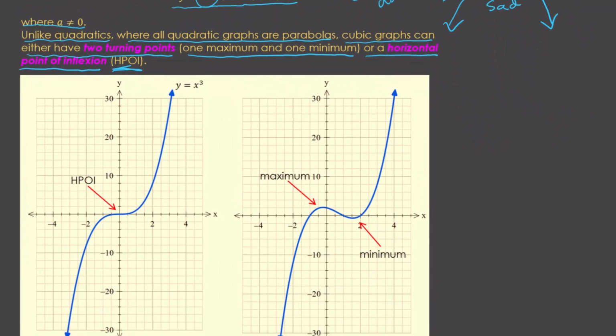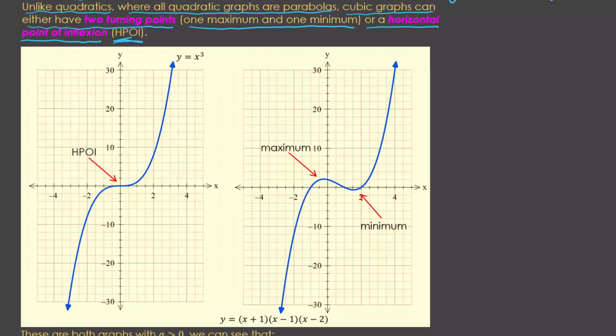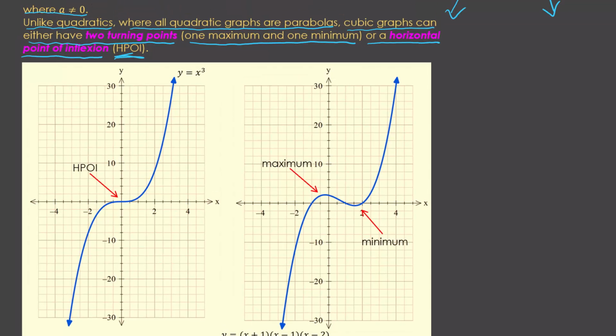So let's have a look at the shape of those cubics. So this one here is a cubic which has a horizontal point of inflection. In fact, this is just the graph of y equals x cubed. The gradient of this curve is 0 at the origin. It just goes completely flat instantaneously and then goes up again.